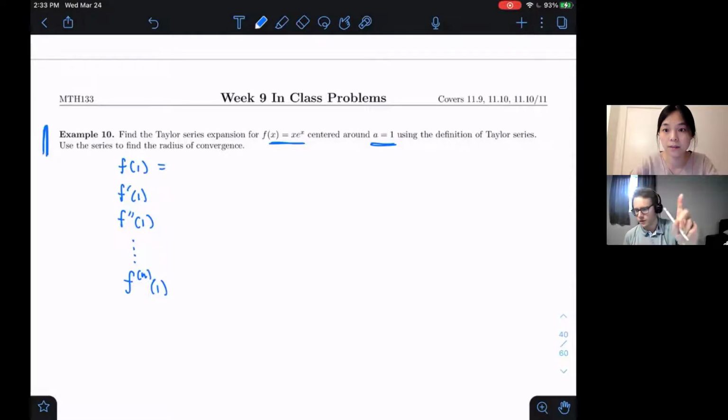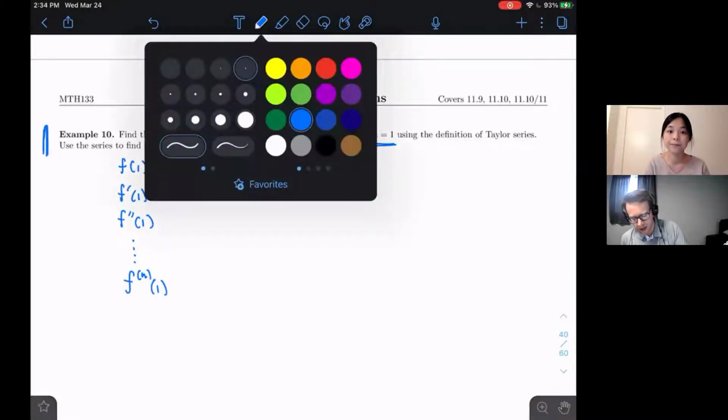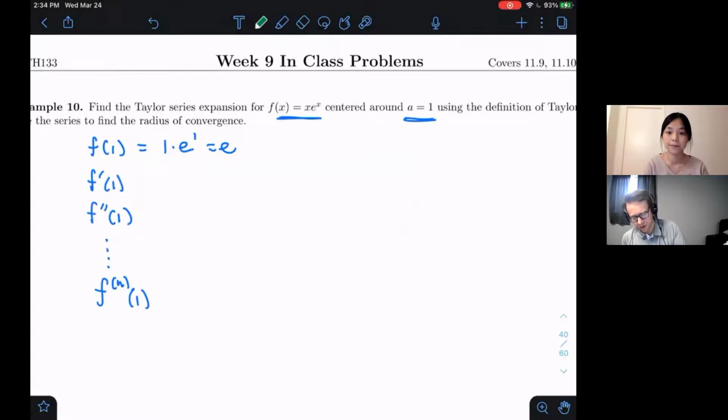So let's go ahead and do just the function at 1. If I plug in 1, I'm going to have 1 times e to the 1. Well, that's just e. All right, now for the first derivative at 1, we need to go ahead and calculate out our first derivative. So let's spend some time calculating out some derivatives here.